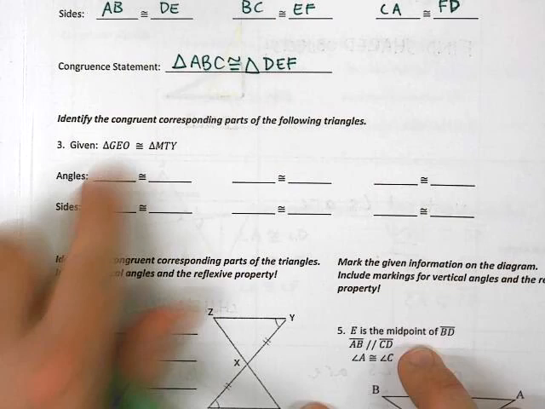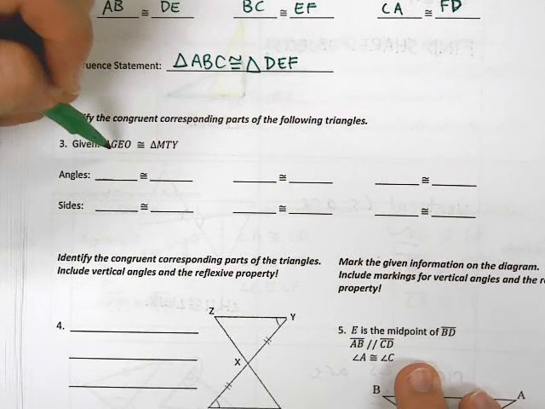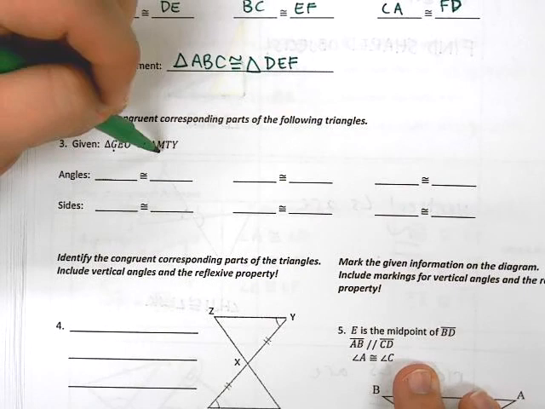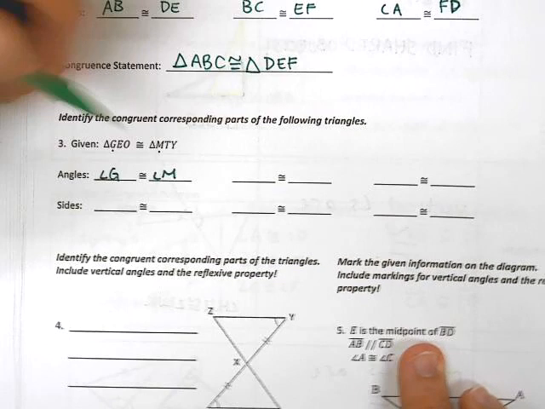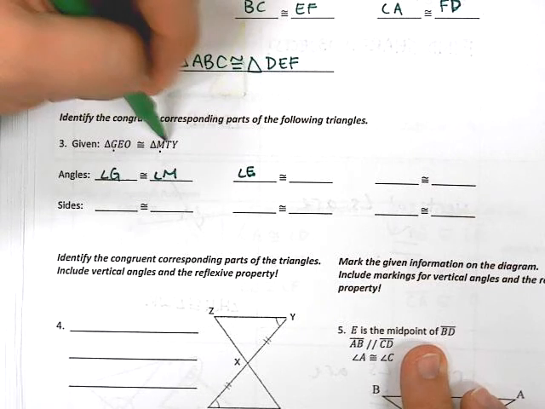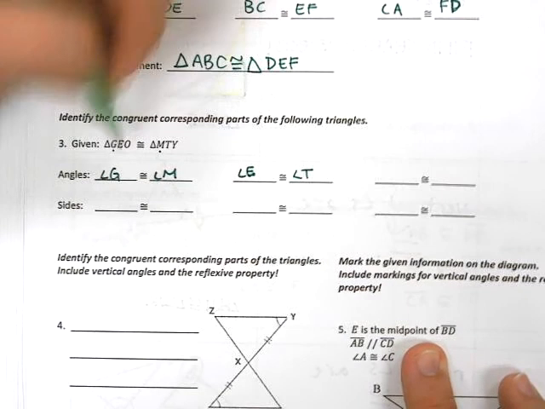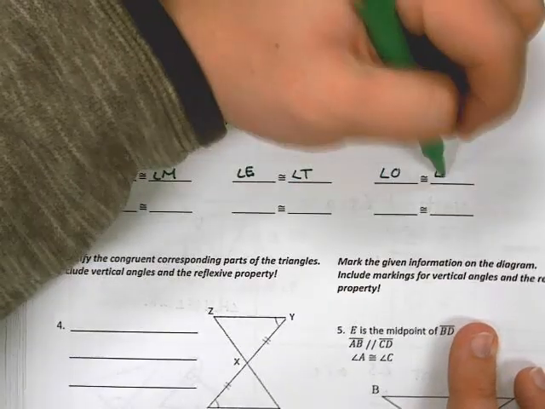Alright? This next one, this is a good example of you not needing the picture. Remember that the order of the lettering gives everything that you need. So we know that if you're in the first slot of one, you match with the first slot of the other. So angle G, angle M. Keep going. Angle E, which is second, matches up with angle T, and third, angle O and angle Y.